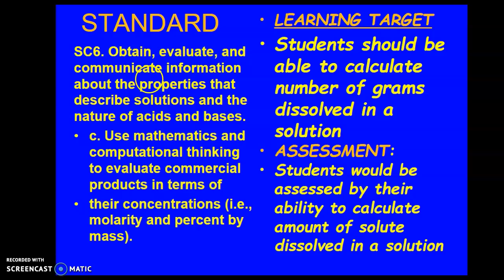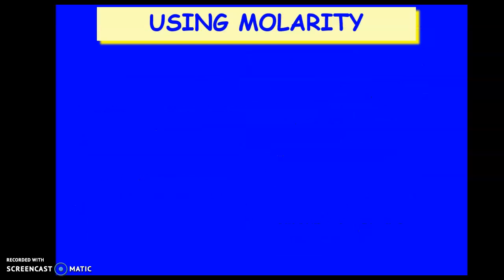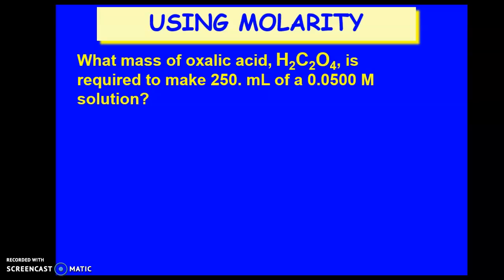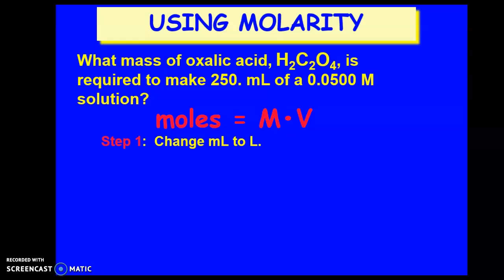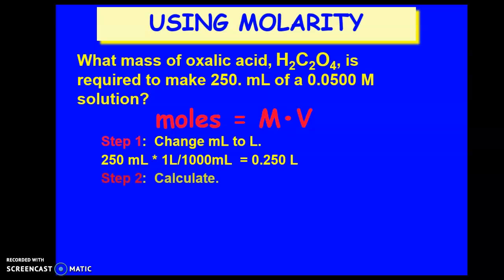All right, the next one is students should be able to calculate the number of grams dissolved in a solution. This is similar. We are still going to use the same formula, using molarity. What mass of oxalic acid, H2C2O4, is required to make 250 ml of 0.05 molar solution? Now in this case, your moles equals molarity times volume. Change ml to liters as usual. You have 250 times 1 liter over 1000, which will give you 0.250 liters.